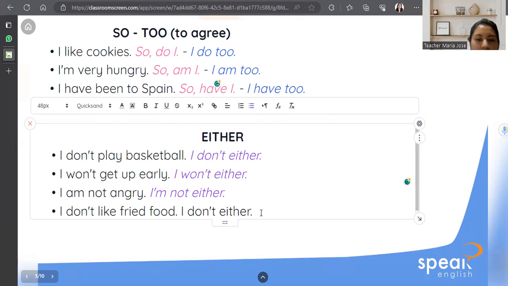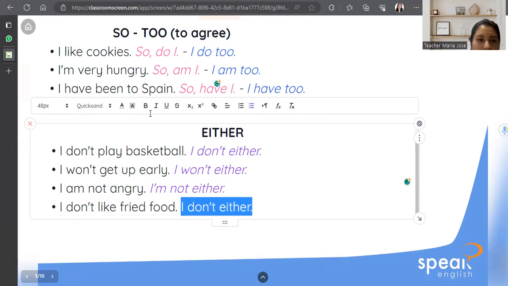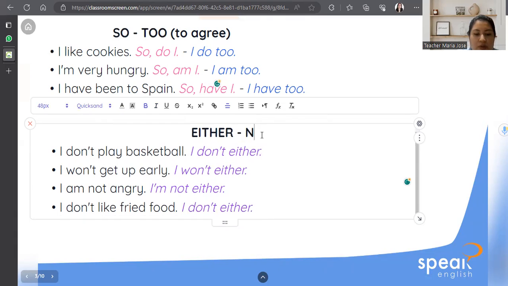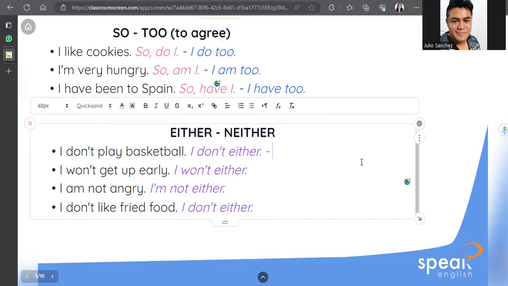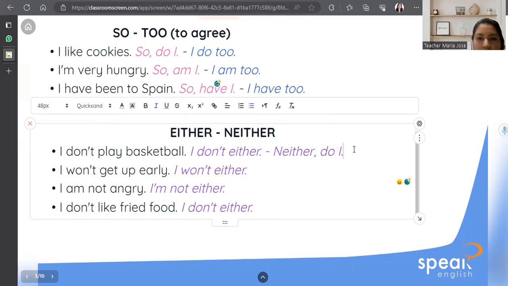All right, very good. So I think this part is clear. Now, what about if I don't want to use either? I want to use neither. How can I change the sentence? Number one, Julio. Neither do I. Perfect. Number two, David.